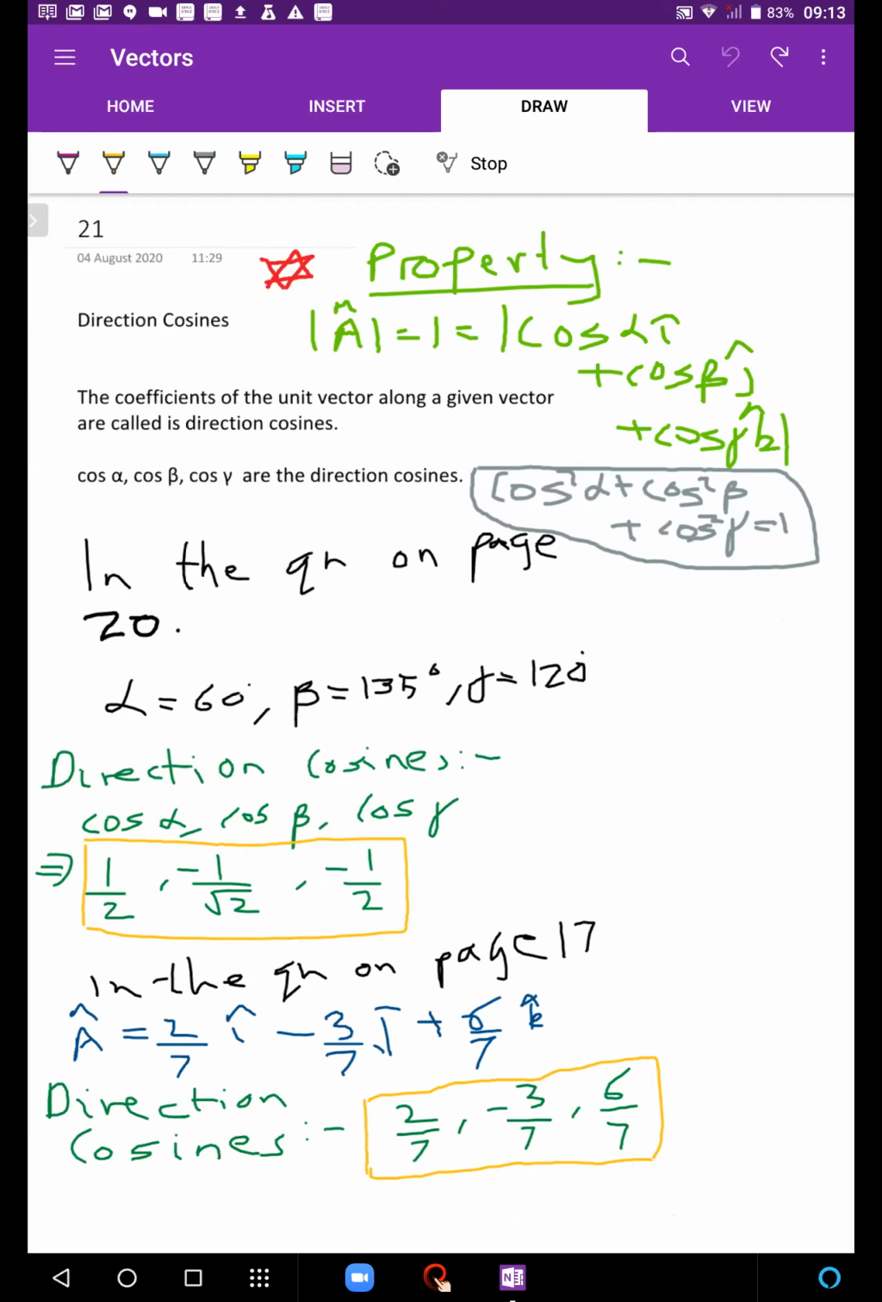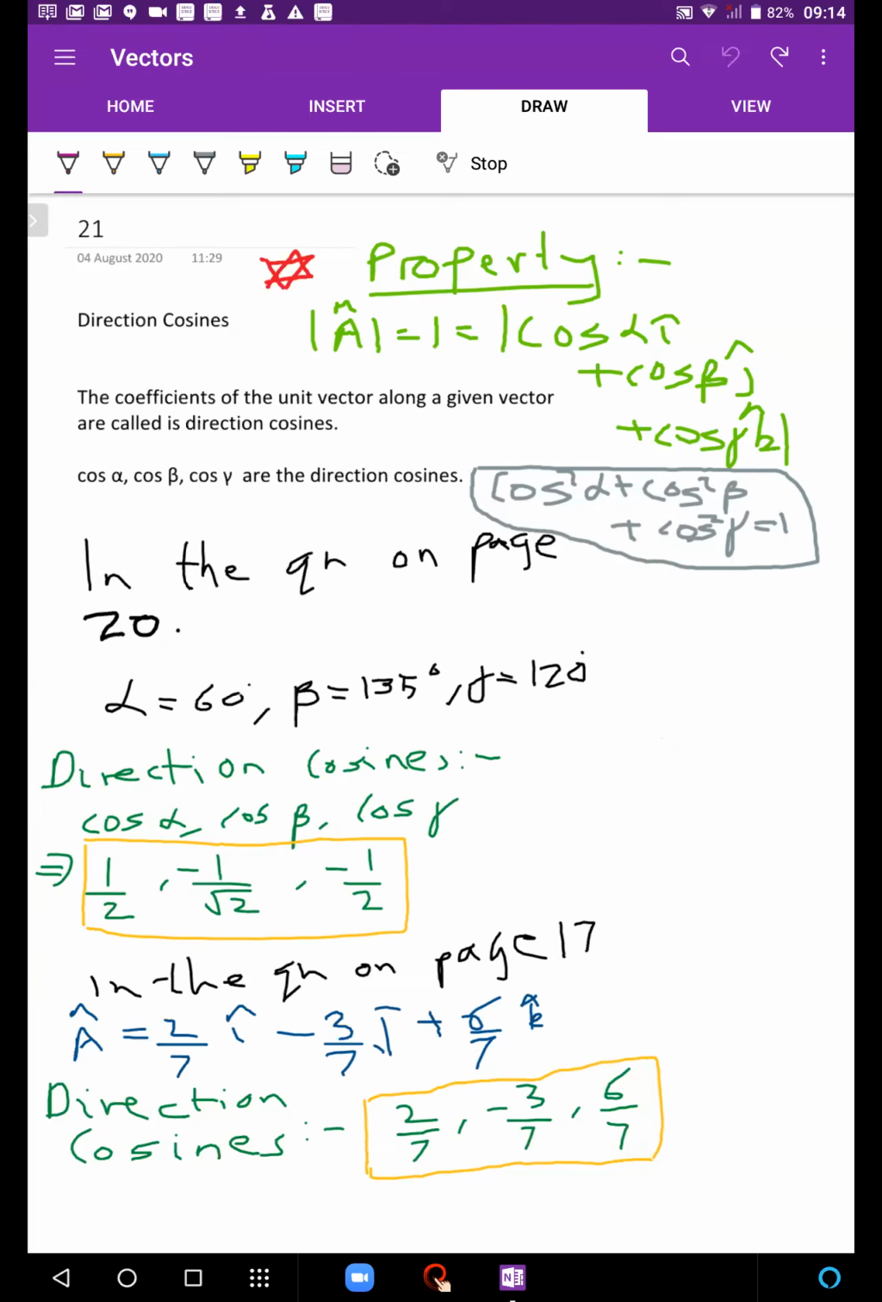Verify for this as well. So 1/2 ka square, 1/4. I was careful, I gave you these angles quite intentionally. You can verify that these angles are a possible combination. 1/2 ka square is 1/4, minus 1/√2 ka square is 1/2, minus 1/2 ka square is 1/4 again. I'll explain that again. Taking their squares, you get 1/4, 1/2, 1/4, and you add them up, you get 1. So the property says that the sum of their squares is always 1.